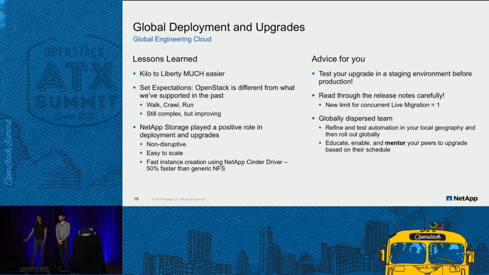Also, we are a globally dispersed team, so we have our global peers who need to be brought up to speed with OpenStack in our environment. So we always, as Dave mentioned again, test our automation in our local geography before we roll it out globally. This helps you be more prepared and confident to roll those out in different production environments, and if something goes wrong, you're always there to update your peers about whatever challenges they might face.